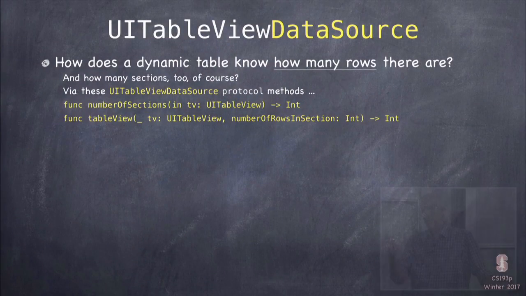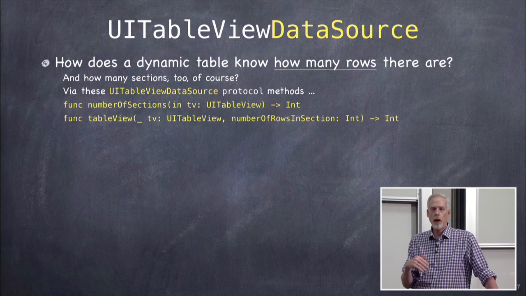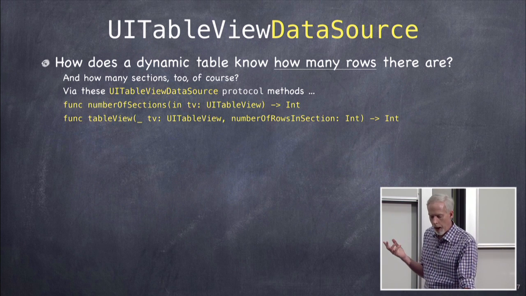Okay. The data source also has to know how many sections and rows. It's really simple. There's a method called numberOfSections in tableView, and that's going to return an Int, how many sections there are. By the way, that one's optional. You don't have to implement that one.